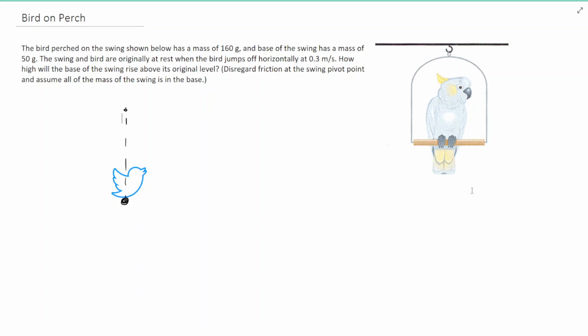We have two objects, two different masses. You have the mass of the bird, and we know that is 160 grams. You're going to want to convert that to kilograms anytime we work with that, so we're going to divide by 1,000. You have the mass of the perch. The perch is 50 grams, or 0.05 kilograms. Those two are together with the same velocity. The initial velocity is 0. So this is our initial situation.